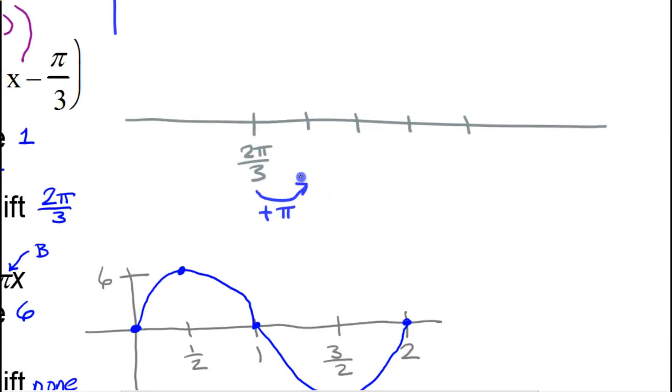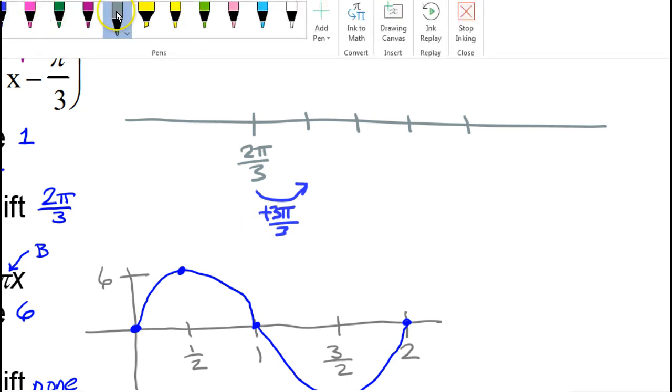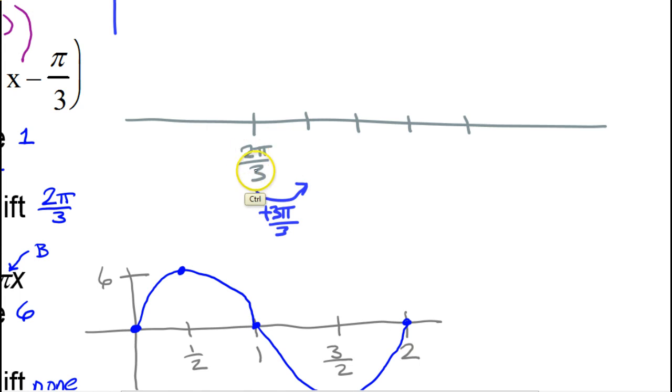So the question is, what is 2 pi over 3 plus pi? Well, pi is very easy to add, because if I want like denominators, I can just think of it as 3 pi over 3. Easy. So let me change colors so everything matches. If I have 2 pi over 3 plus 3 pi over 3, that's going to be 5 pi over 3. So that's going to be my next mark.